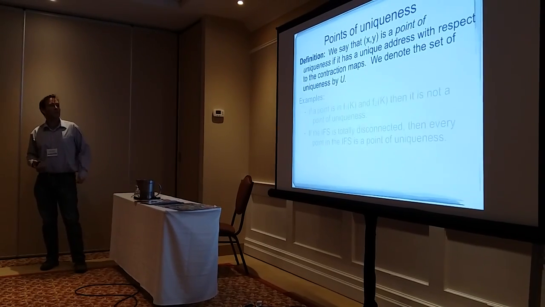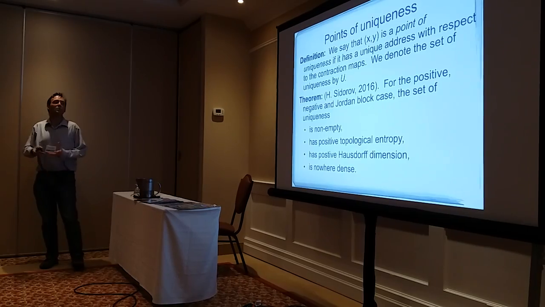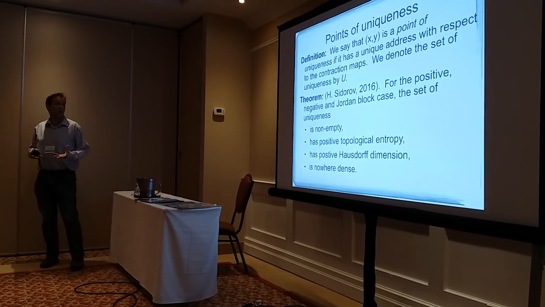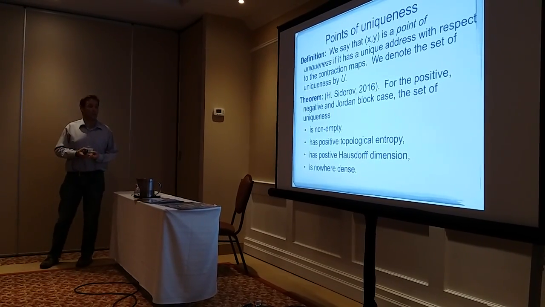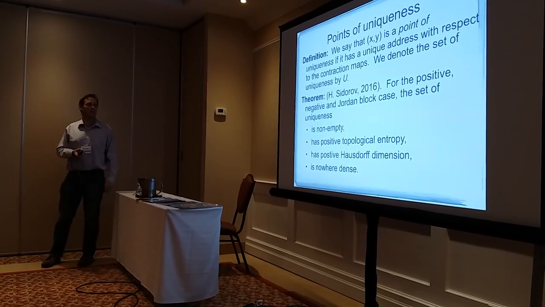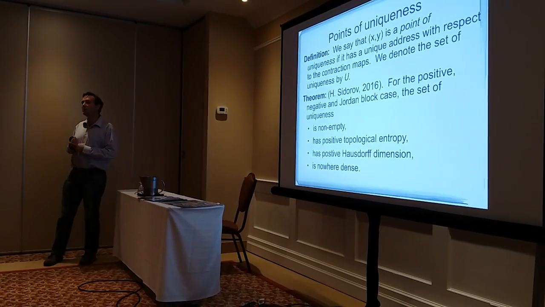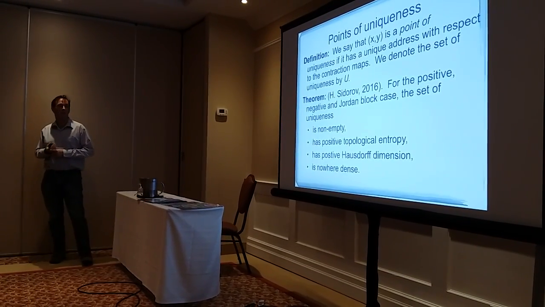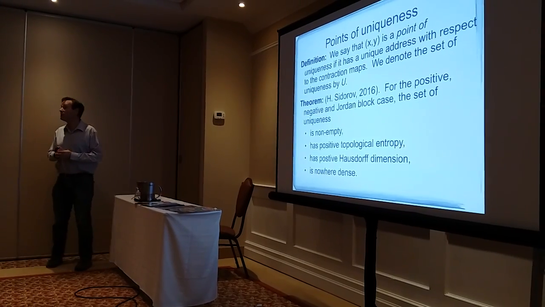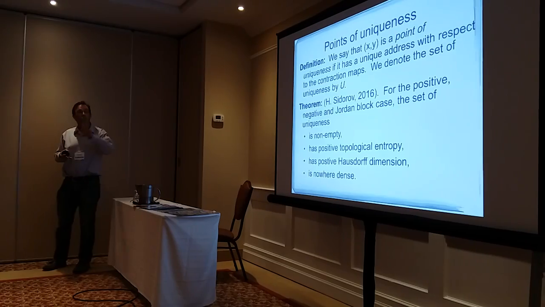The question we were asking is, what can you say about this set of uniqueness? Turns out the set of uniqueness is not empty. There's a bunch of points that will have a unique address. Not only is it non-empty, it has positive Hausdorff dimension. And it's nowhere dense. So despite having positive Hausdorff dimension, it's still sort of dust-like.